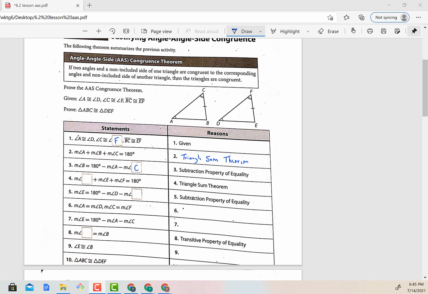So here we're just talking about the other triangle. The three angles, angle E, F, and the measure of angle D have to add up to 180. And again, if we wanted to find the measure of angle E, we would subtract the measure of angle D and the measure of angle F from 180.